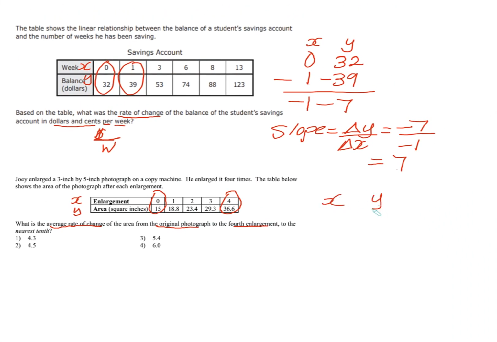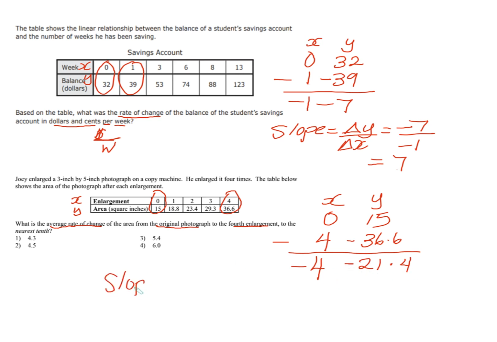So again, I tell my students, write x and y. X is 0, y is 15. X is 4, y is 36.6. Then you're going to subtract. Signs are different, so you're going to subtract, keep the sign of the larger number, and you're going to get 21.4. Remember, slope is the change of y over the change of x. So the -21.4 is your numerator. The -4 is your denominator. So your answer will be positive. I'm just going to put the plus.